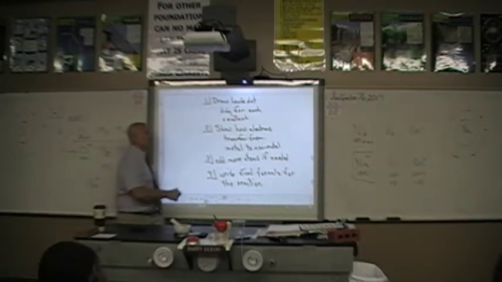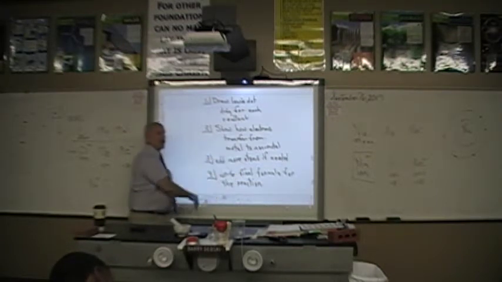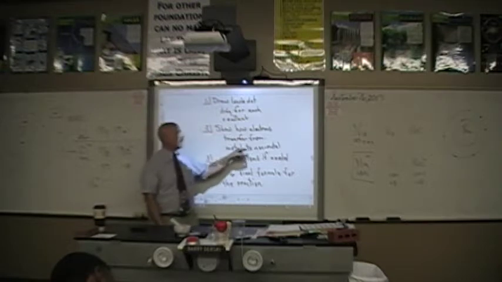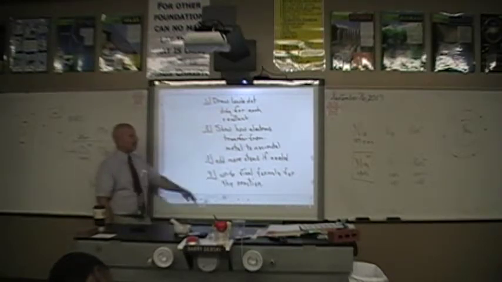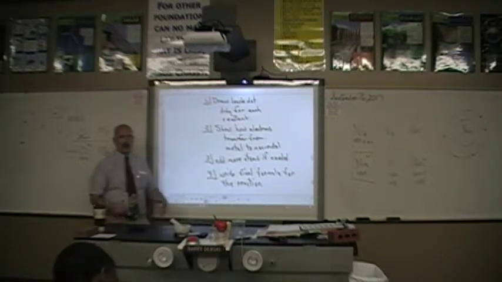Number 2, show how the electrons transfer from a metal to a non-metal, or you could say from the cation to the anion, or you could say from one element to another element. We're going to draw some pictures here.